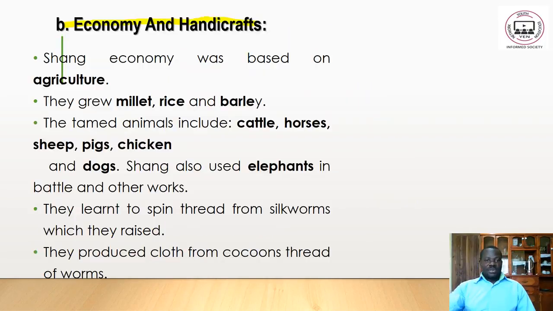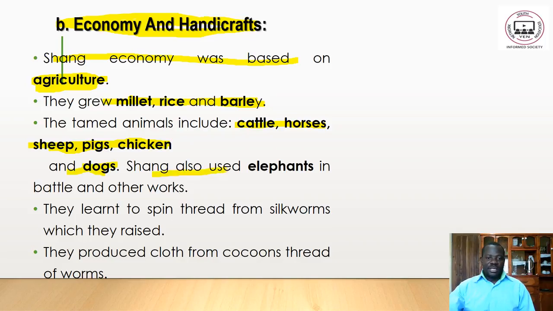Economy was another contribution of the Shang dynasty to the Chinese civilization. Number one, the Shang economy was based on agriculture. They were growing millet, rice, and barley. Those were the crops that they used to grow. And they were taming animals like cattle, horses, sheep, pigs, and chicken. They were also keeping dogs.